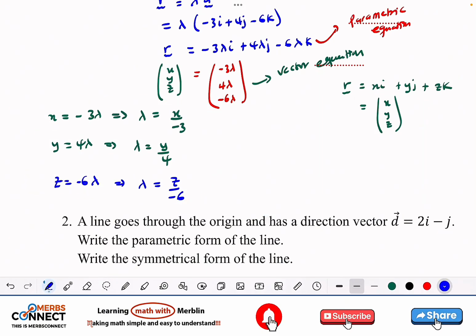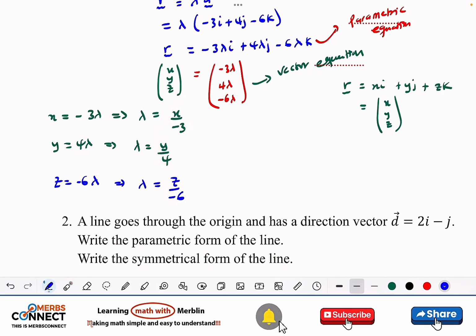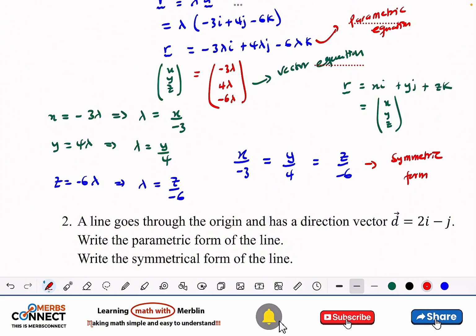You see that this is lambda, this is lambda, and this is lambda. So if lambda is equal to this, and lambda is equal to this, and lambda is equal to this, then all of them are equal to each other. I'm going to have it in the symmetric form: x divided by minus 3 is equal to y divided by 4 is equal to z divided by minus 6. This is what we call the symmetric equation, or the symmetric form.